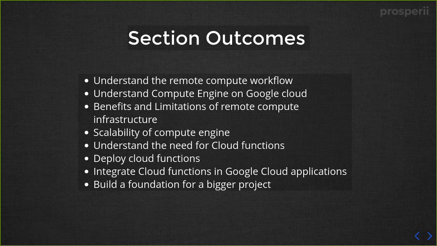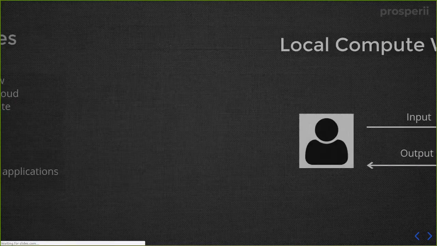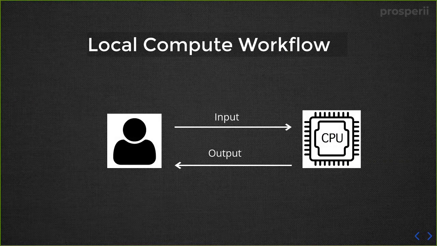So with this, let's get started with the section 3, or the third session, of the Google Cloud Online course. First of all, this is a very simple diagram where we need to understand what exactly is meant by a local compute workflow. Essentially, the user provides some input to a processor, and the processor generates some output which is given back to the user.